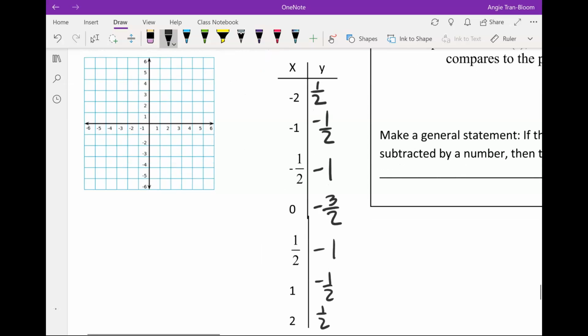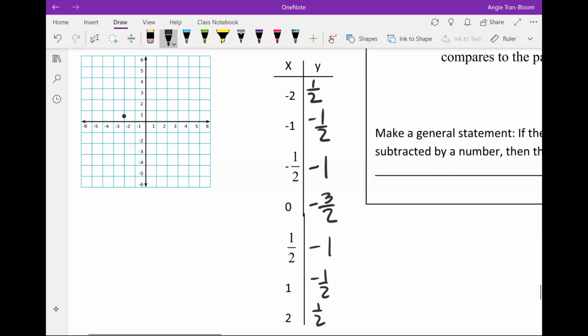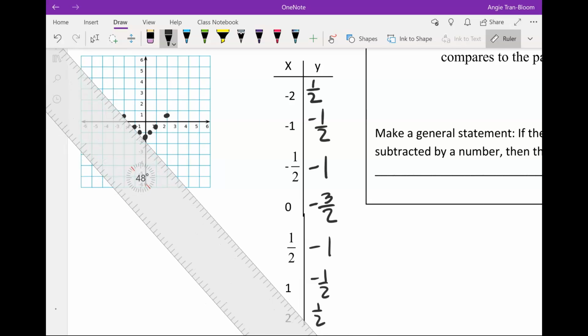When x is negative 2, I will plot a dot at 1/2. When x is negative 1, negative 1/2. At negative 1/2, I will go down to negative 1. Then 0, negative 1.5. Positive 1/2 is now back to negative 1. Positive 1, your point is negative 1/2, and 2 goes up to 1/2. Is it a V still? Yeah, it should always be a V if it's an absolute value. So use your straight edge and connect the two rays.